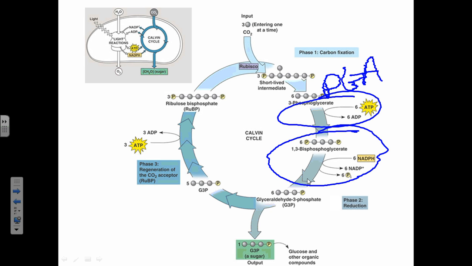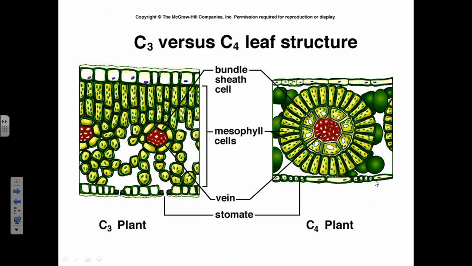Light dependent, light independent. That works great as long as there's plenty of what? Carbon dioxide. Plenty of carbon dioxide and plenty of water in the ground, right? As long as the ground is wet and the plant's got plenty of water and plenty of carbon dioxide, this works great. When it doesn't work great is when things start getting dry. And we'll talk about that here in a second.